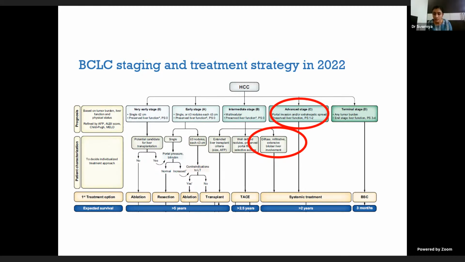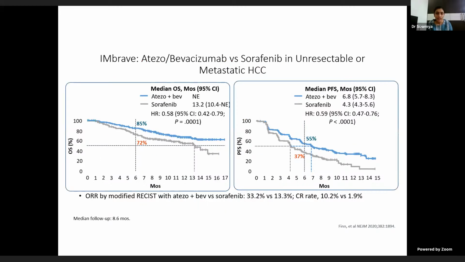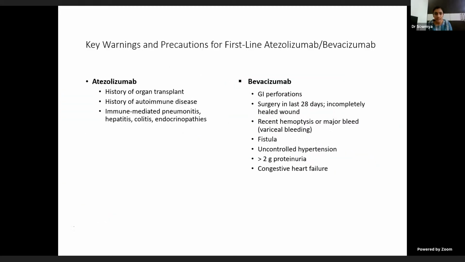And advanced stage, which includes portal vein invasion or extrahepatic spread with preserved liver function and ECOG performance status of 1 and 2, is to be considered for systemic treatment. As we all know, the first line recommended treatment currently is atezolizumab and bevacizumab in unresectable HCC, which has already been discussed in detail. The IMbrave trial described the effectiveness of the atezolizumab with bevacizumab combination in comparison with sorafenib, which showed good efficacy and a higher median PFS of the atezolizumab-bevacizumab combination in comparison to sorafenib, and it stands as the first line therapy of choice currently. However, there are certain warnings and precautions to be taken for using the first line atezolizumab-bevacizumab combination.